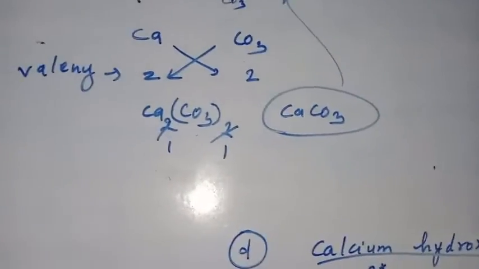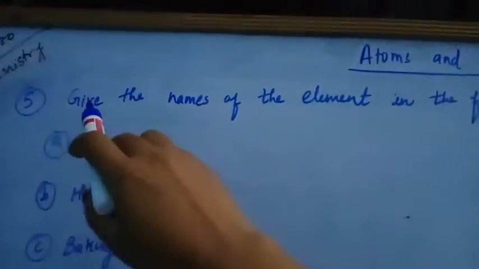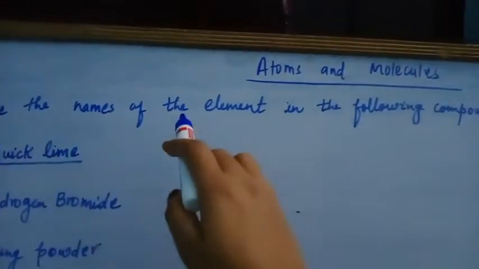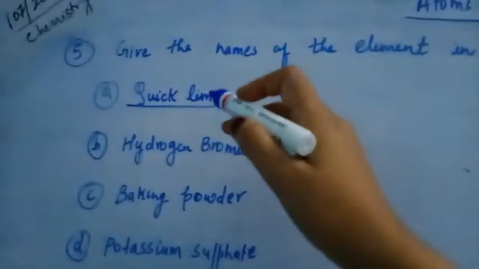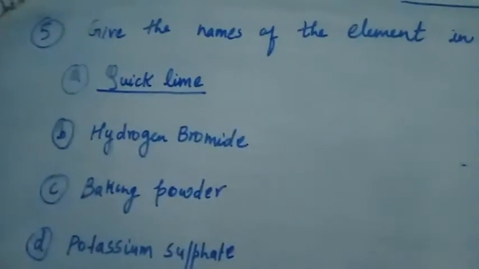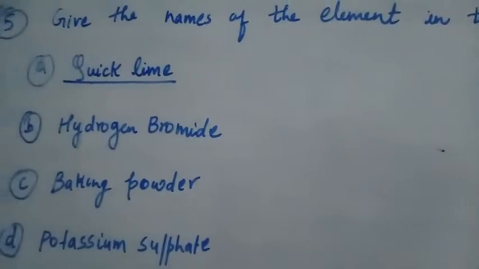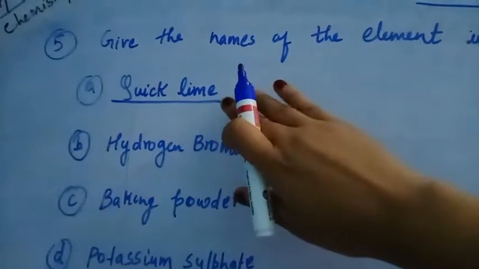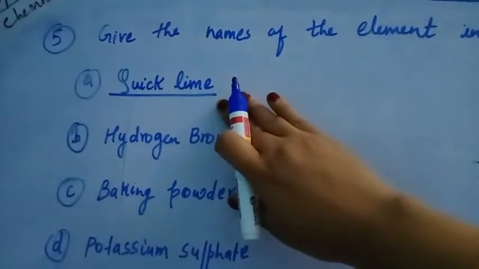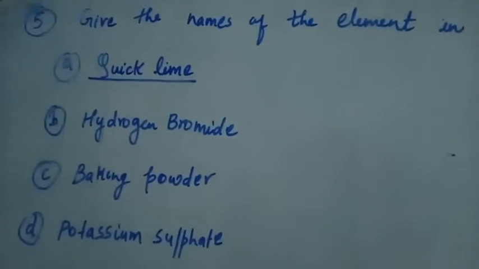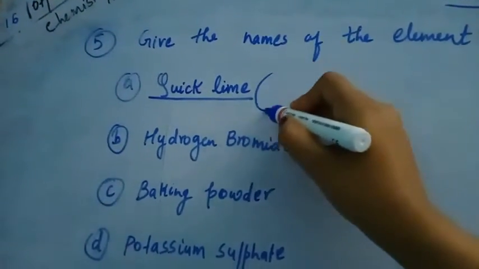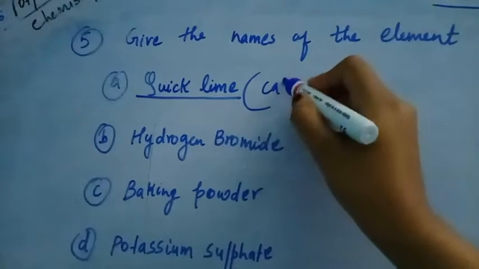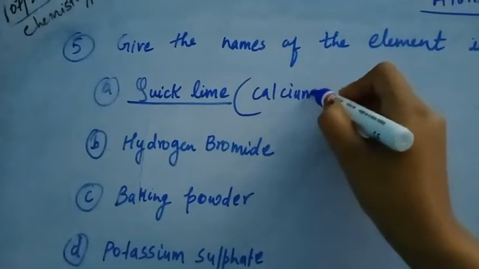Okay, we'll see the other question. Give the names of the elements in the following compounds. Now what are the compounds? First is quicklime. So you have to write the elements present in quicklime. First we should know what quicklime is. Quicklime is a common name and the chemical name of quicklime is calcium oxide.